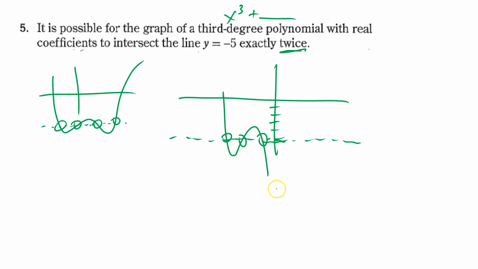I think we can. What if we did this? So let's say this is our -5. If we just scooted it up until this guy just touches that line. So it looks something like this. So it would touch, go up, and then back down. Now it touches once, 2 times.